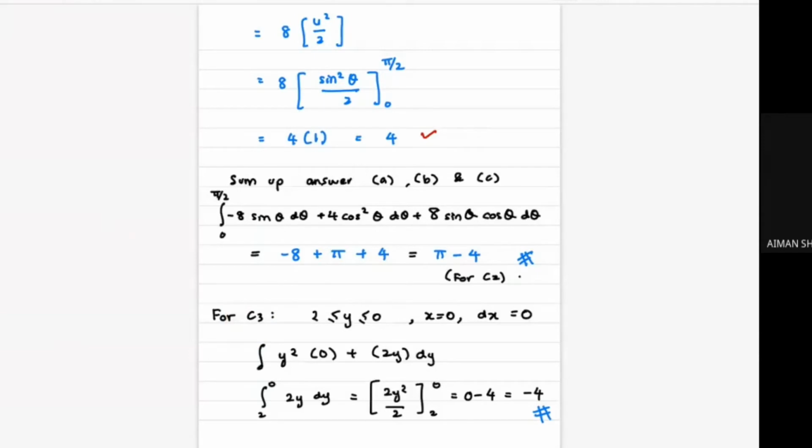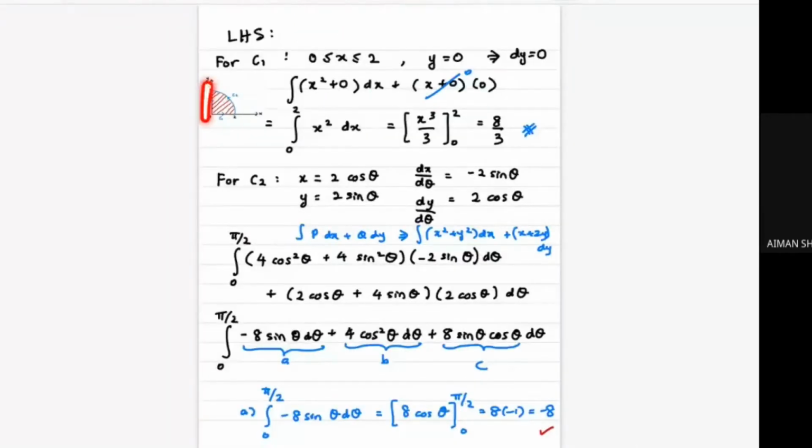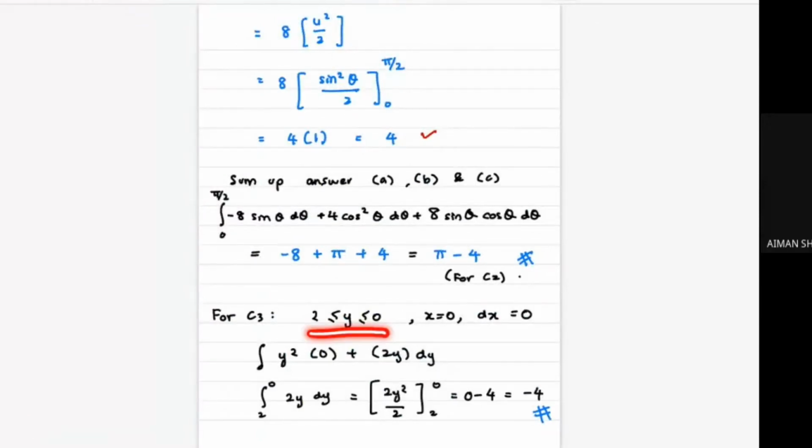Okay, which part is C3? C3 is here, this line. So for C3, y is from 2 to 0. x is equal to 0, so dx is equal to 0. Substitute into the equation, so you get this value. Integrate 2y dy from 2 to 0. Then you'll get negative 4.